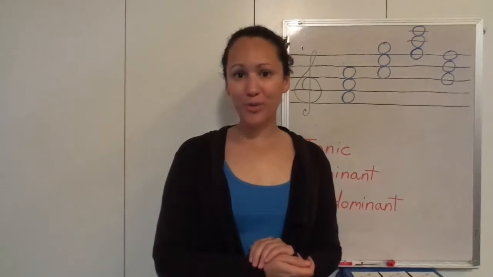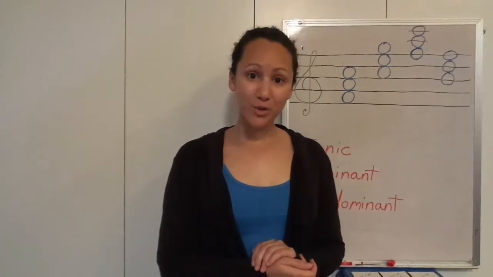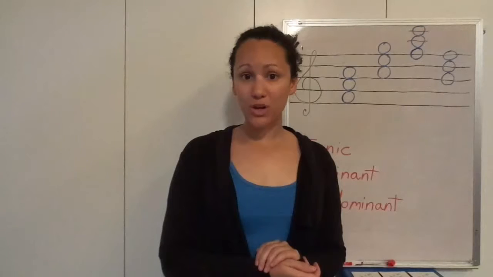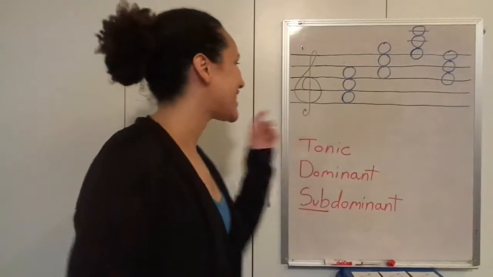Now continuing on with our primary chords or primary triads. We have the 1 chord, the tonic, the 5 chord, the dominant, and the 4 chord, the subdominant. So let's take a look at that.